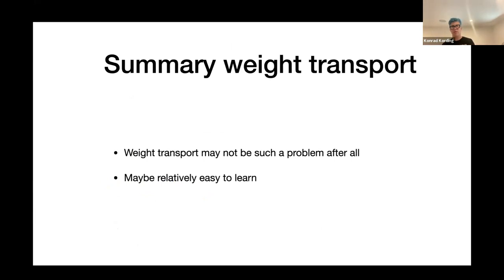So, weight transport. The first thing is that the weight transport part might not be such a big problem. It means if you build a system, maybe a neuromorphic system, and you slightly screw up the way gradients propagate backwards, it probably won't matter all that much. And the second one is that it might be quite easy to learn with biological hardware or potentially electrical hardware.